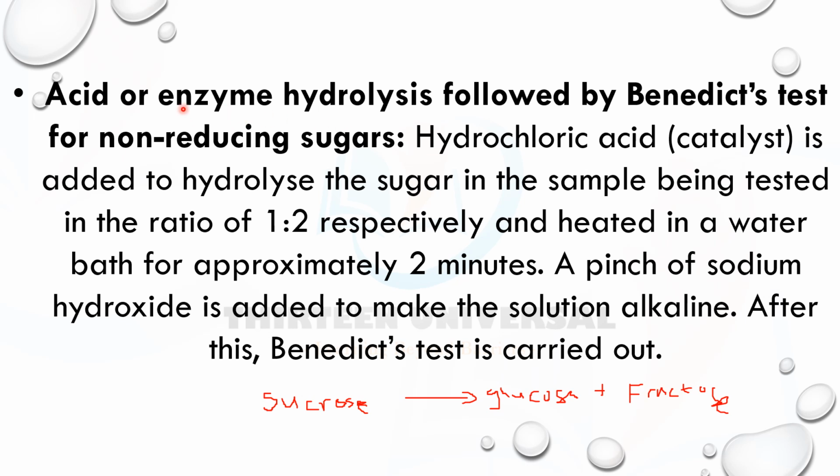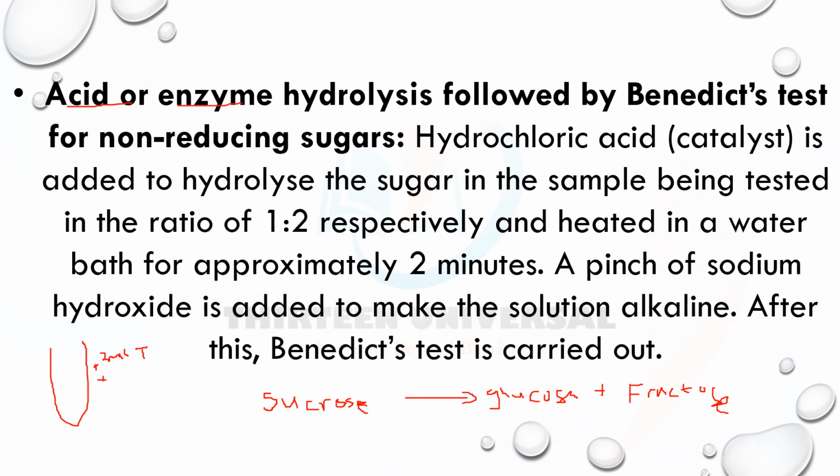Now the first thing you do is take equal volumes, just like we did. Equal volumes of the test solution, that's 2 ml, put in a test tube. You add to that test tube in the lab an acid, or an enzyme.